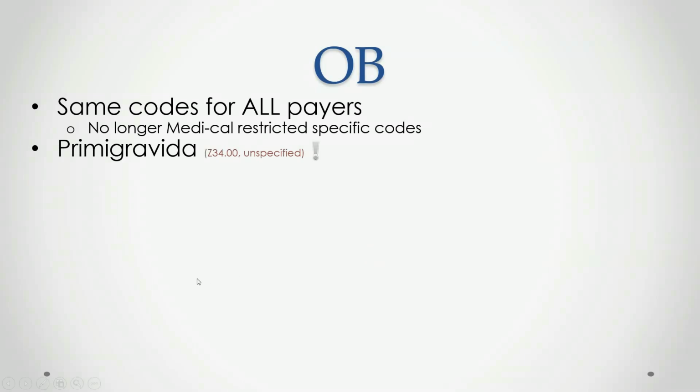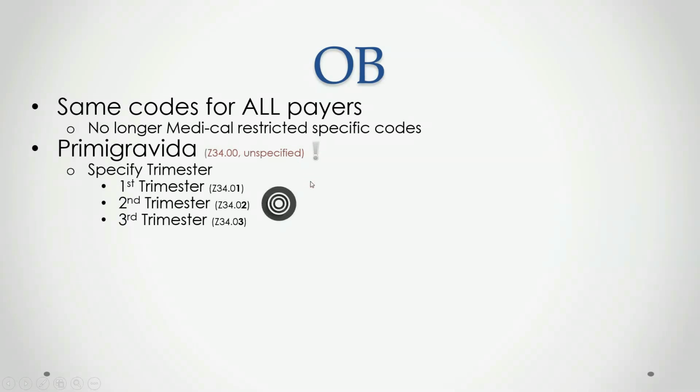So if you have a primigravida, okay, you can type this in, but you will get an exclamation mark, once again, because you're not being specific enough. So you want to be trimester specific. If you type in primigravida, first trimester, second trimester, third trimester, then you will get a target symbol saying that you're being specific enough.